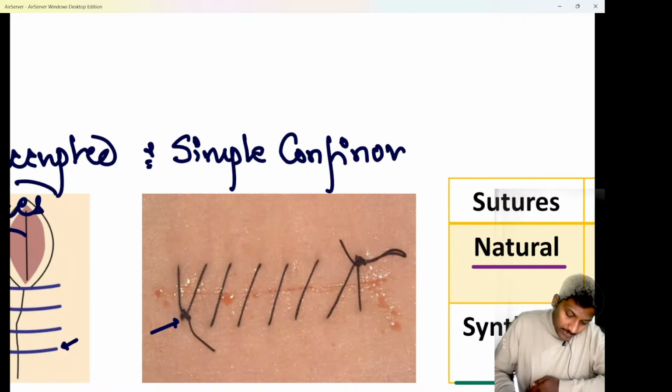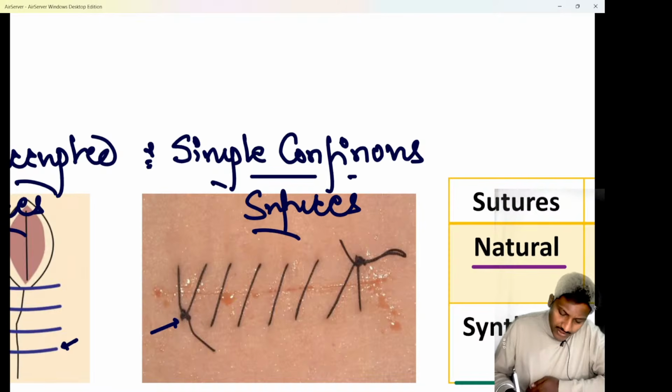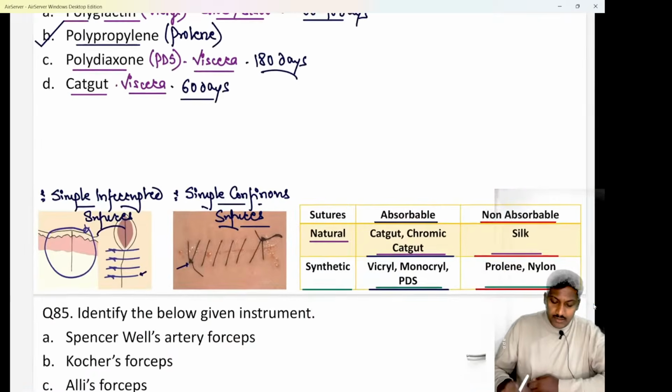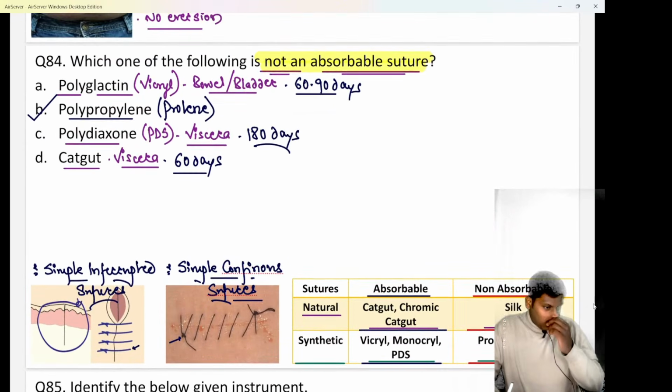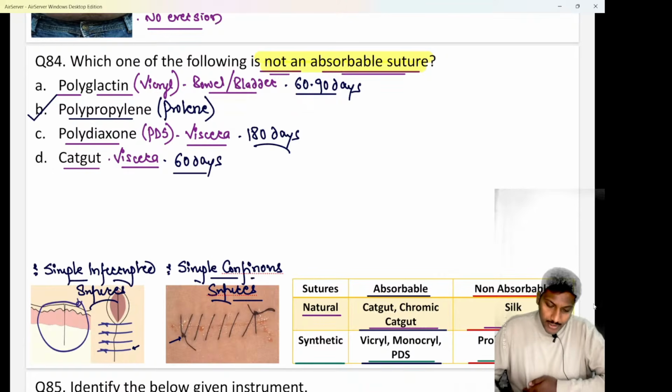This is a classical picture of a simple continuous suture. Do remember, simple continuous sutures will have a very high risk of slippage. The very high risk of slippage is basically seen with the simple continuous suture, has to be remembered. No issues with this. Clear?